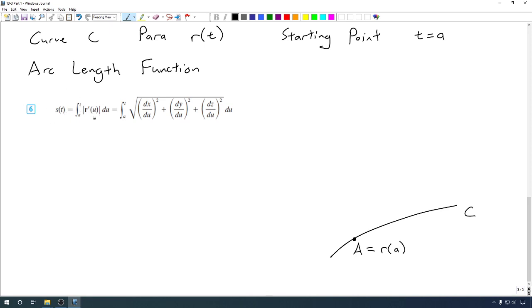So we're just picking u as kind of a dummy variable. But it's just the formula for our arc length, just with a different variable inside here, and with t as one of our limits. And what this is really going to be doing for us is it's going to give us a new parameterization for our curve.